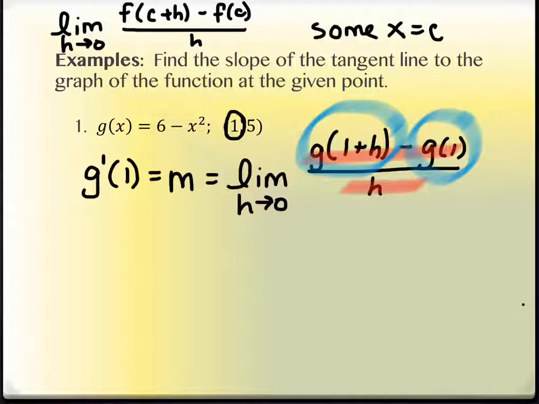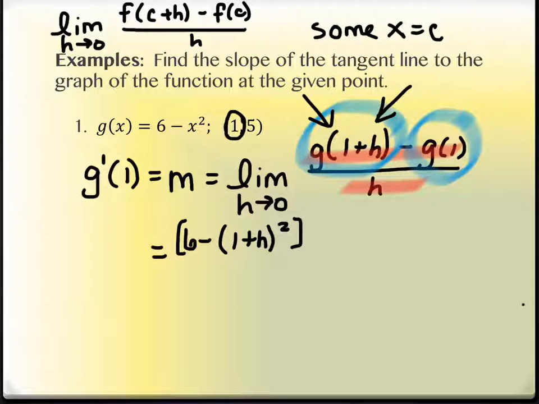All right, so the first thing we're going to do is this sort of evaluation step or substitution step. I need to take the g(x) function, which is 6 minus x squared. But my x is 1 plus h, squared. So all of that is this piece right here. It's not simplified, but it is the value. The second one is to take 6 minus x squared, but the x value is 1.